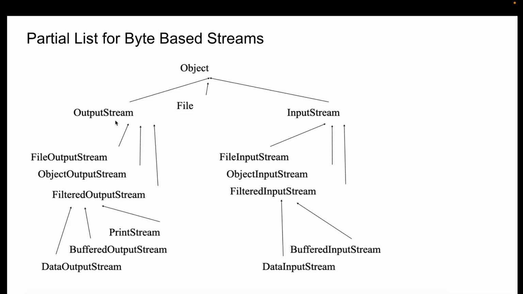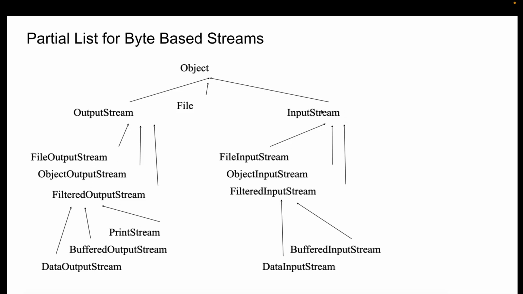and there are different classes which support this output stream and input stream. Means there are file output stream, object output stream, filtered output stream, buffered output stream, data output stream. Each has its own usage, but the most common ones are buffered output stream and file output stream.